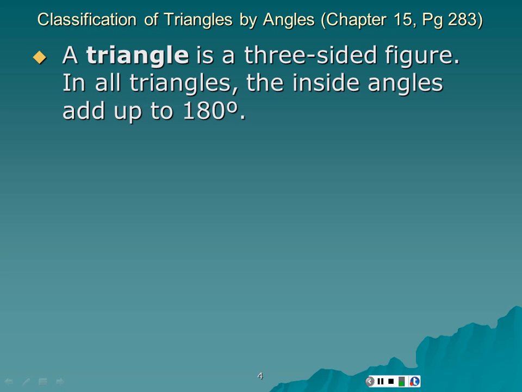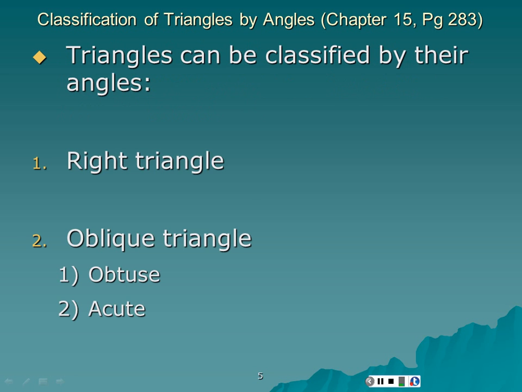A triangle is a three-sided figure, and we all know that doesn't matter what kind of triangle it is, we have 180 degrees. Triangles can be classified by their angles, and these are the summary of those classifications. The first one is the right triangle, where one angle must be a right angle, meaning exactly equal to 90 degrees, right? Another kind of triangle is the oblique triangle. There are two kinds. One kind is called obtuse, and another kind is called acute.